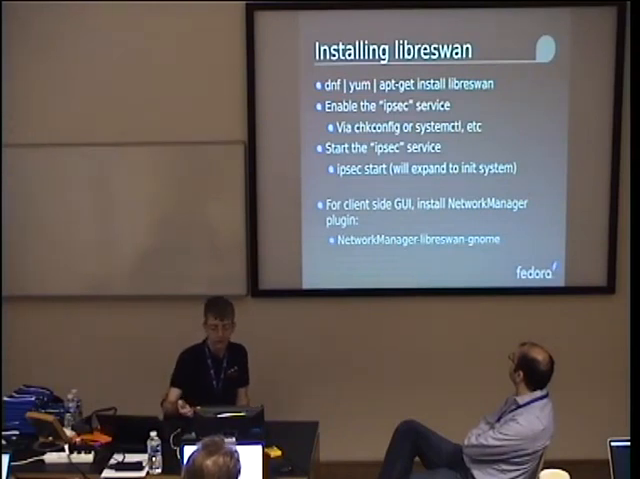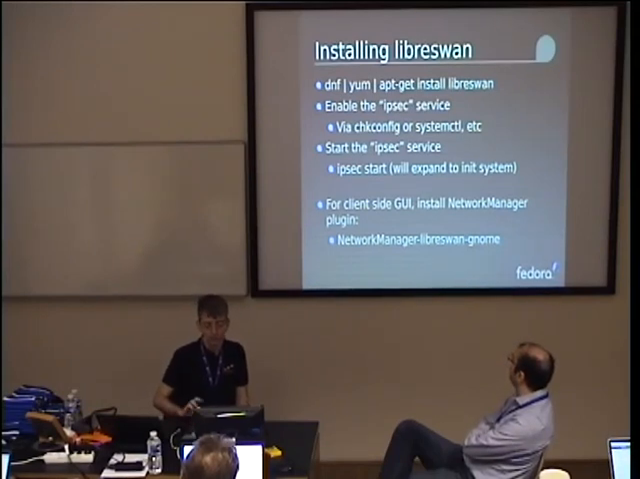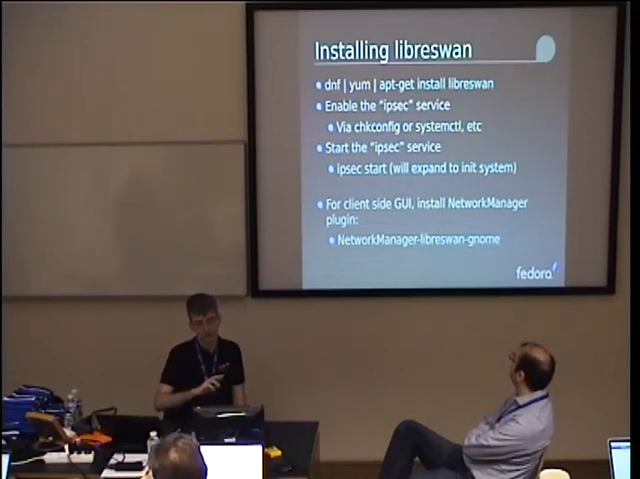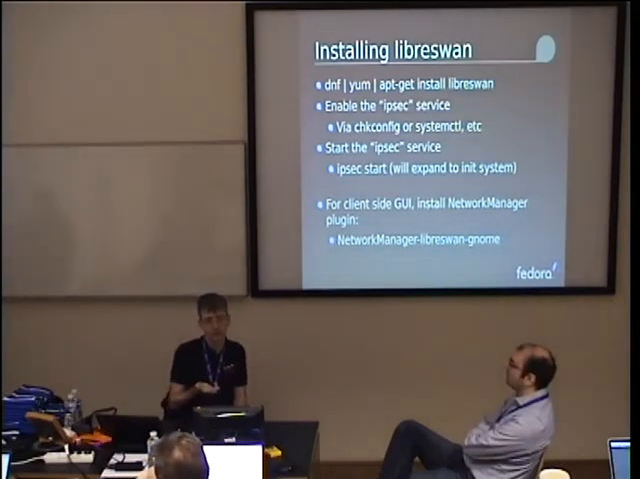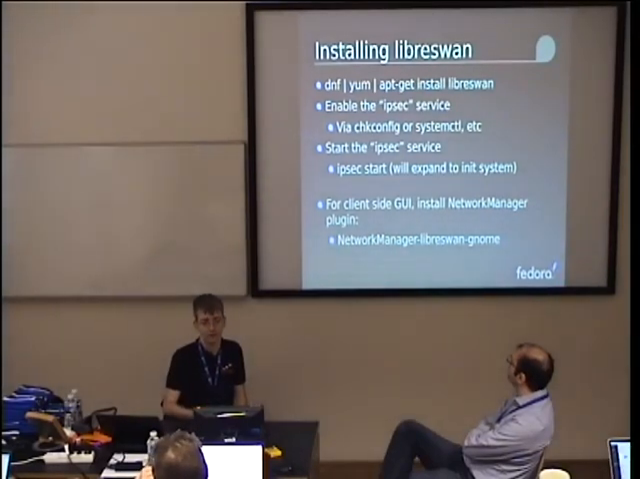So if you want to do the Network Manager GUI side for the client, you install NetworkManager-libreswan-gnome, or depending on if you're on an older Fedora, you still have to use NetworkManager-openswan-gnome. We made sure that both packages support openswan and libreswan. Openswan has been obsoleted by libreswan, so which one is available depends on your Fedora version.